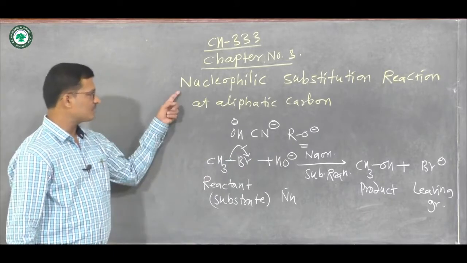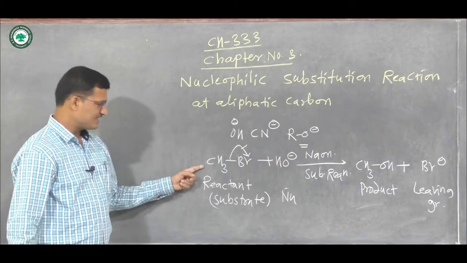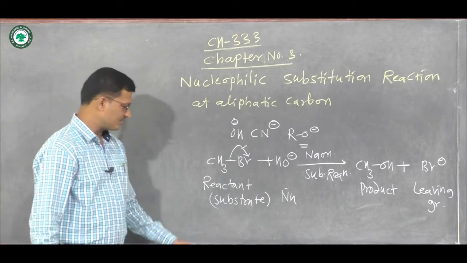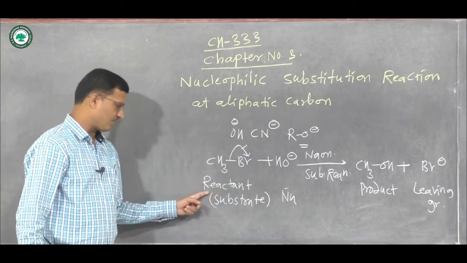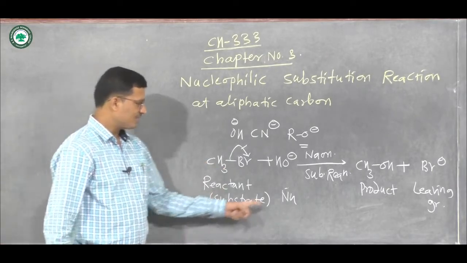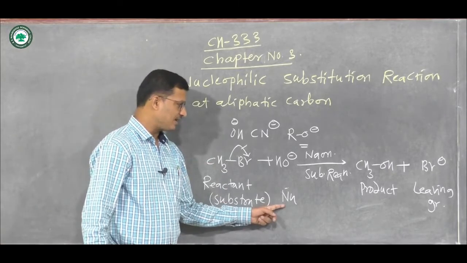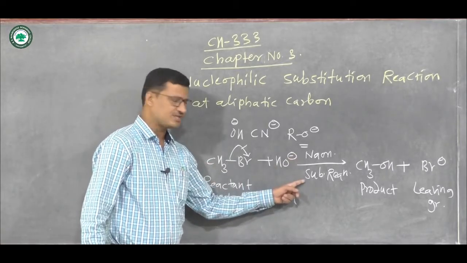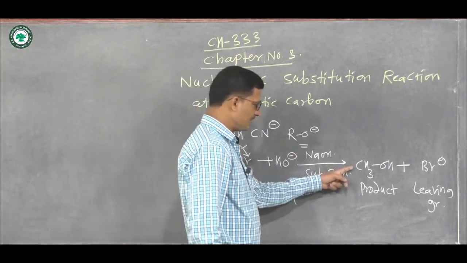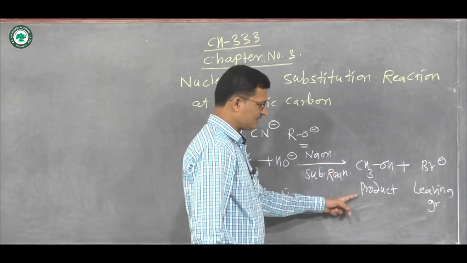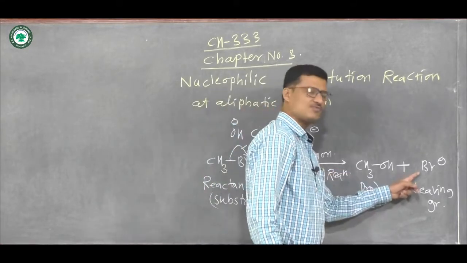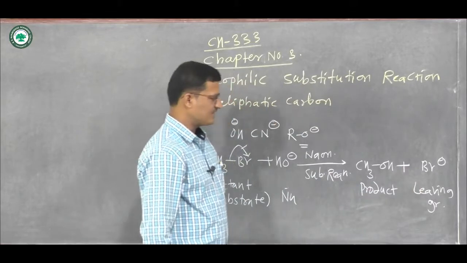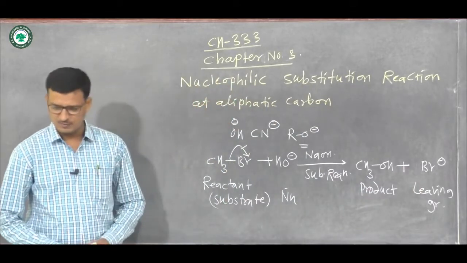So when we think about a nucleophilic substitution, there are 3 or 4 terms that are very important. Methyl bromide we call the reactant or substrate. OH minus is called the nucleophile. NaOH acts as the reagent. This methyl alcohol, or CH3OH, is called the product, and the group that leaves out from the substrate or reactant is called the leaving group.